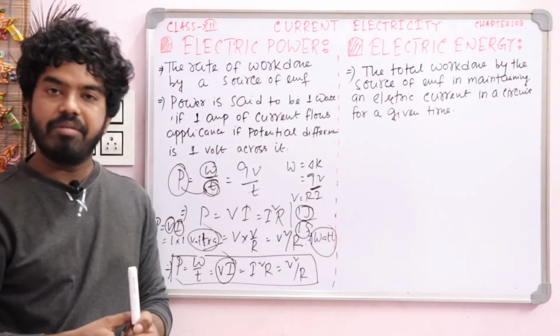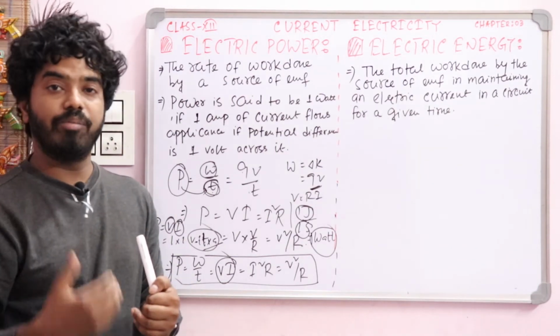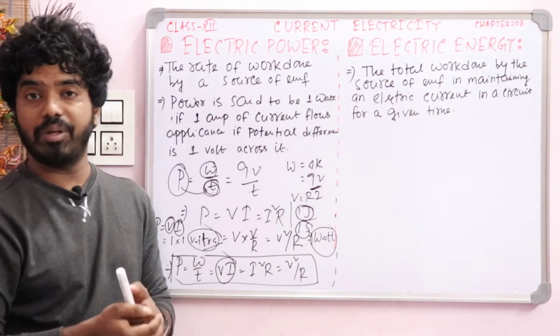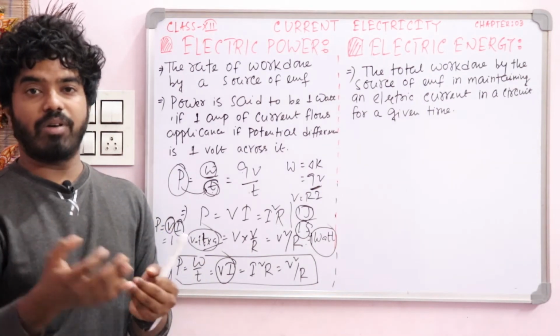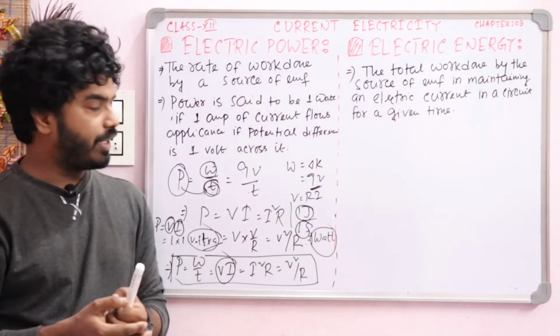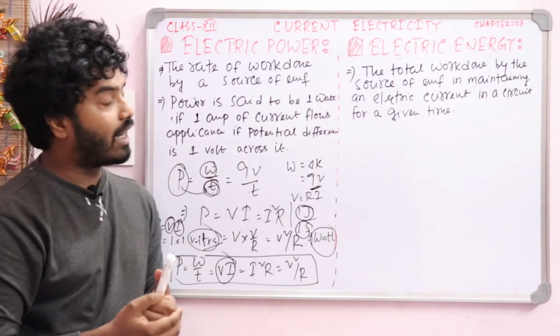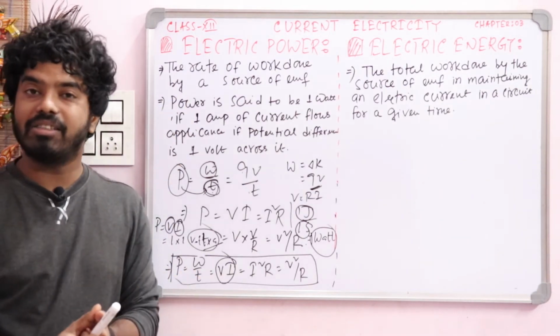There are other bigger units of power. You can use kilowatt, megawatt. For commercial purposes we use horsepower. 1 horsepower is equal to 746 watt. Okay, now we will discuss another term which is named electric energy.